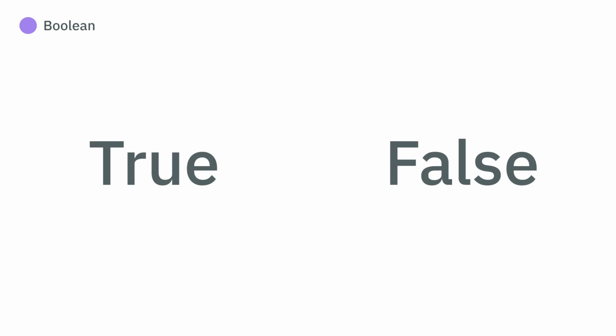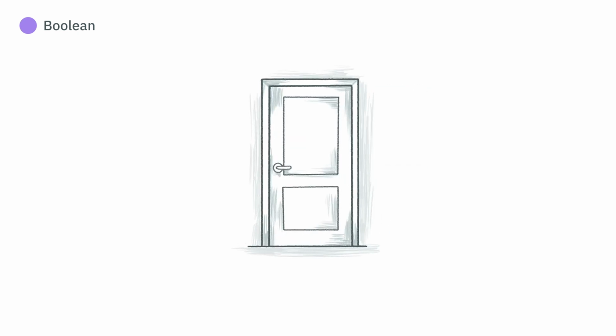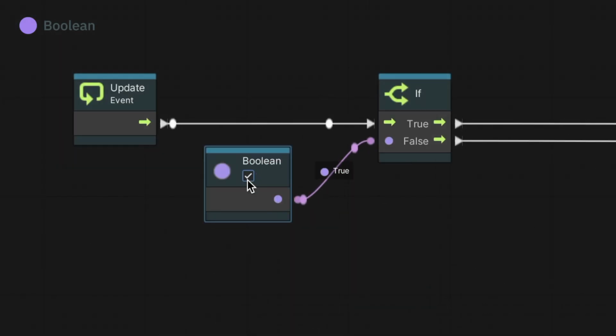Boolean is a data type with only two possible values, either true or false. It can represent an object state, like whether a door is open or closed, or whether or not you gave this video a thumbs up. As we will later learn, we can leverage them to execute different sections of the graph's flow.